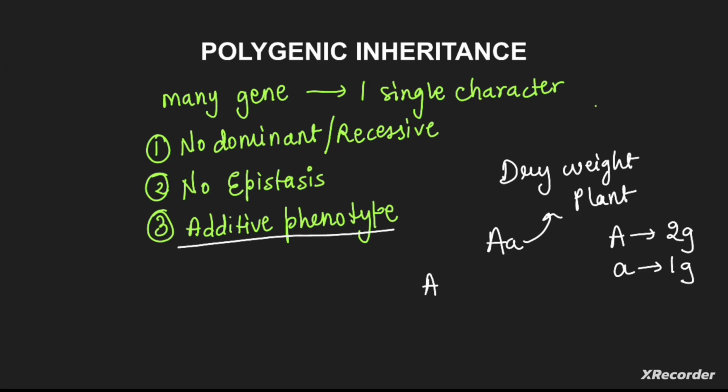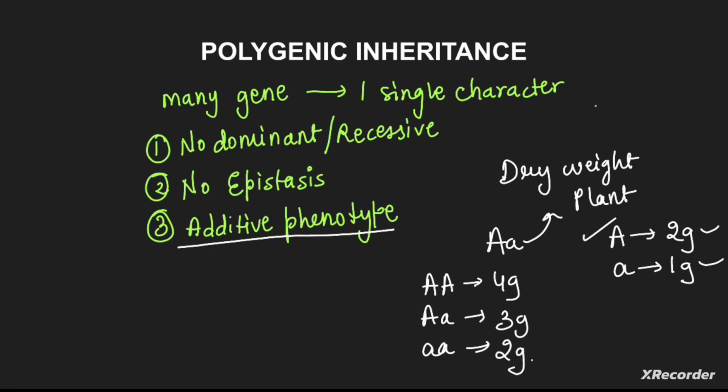So if you consider when the plant gets capital A and capital A allele together, the addition of these will lead to 4 grams of weight. If you consider capital A and small a together, it will be 3 grams because it's 2 plus 1, 3 grams. And small a and small a, when these two alleles come together, although there is no recessive allele, you're getting the addition which is 2 grams. So here you can see that there is no dominance or recessiveness, but there is addition of each allele which is contributing to the same trait, right?